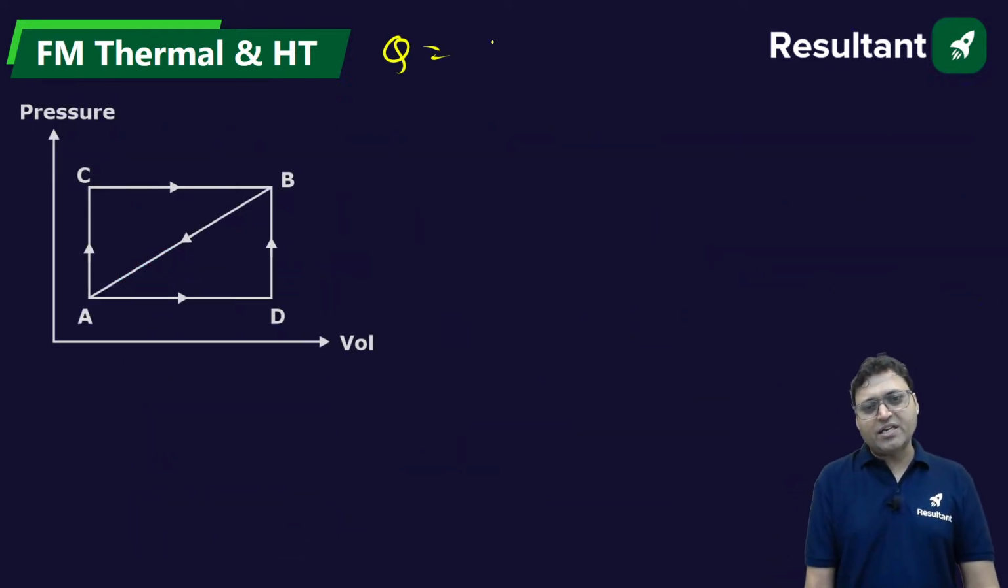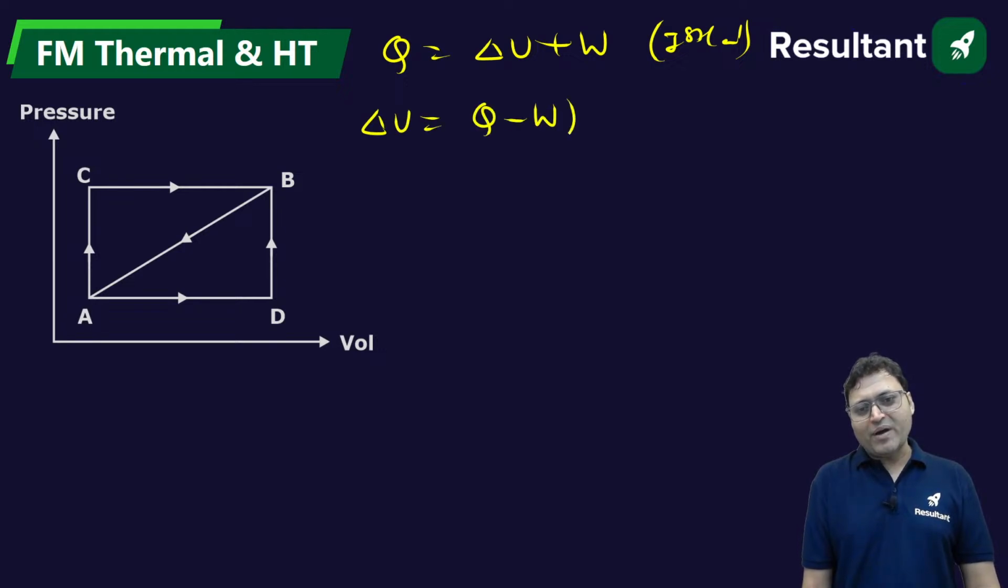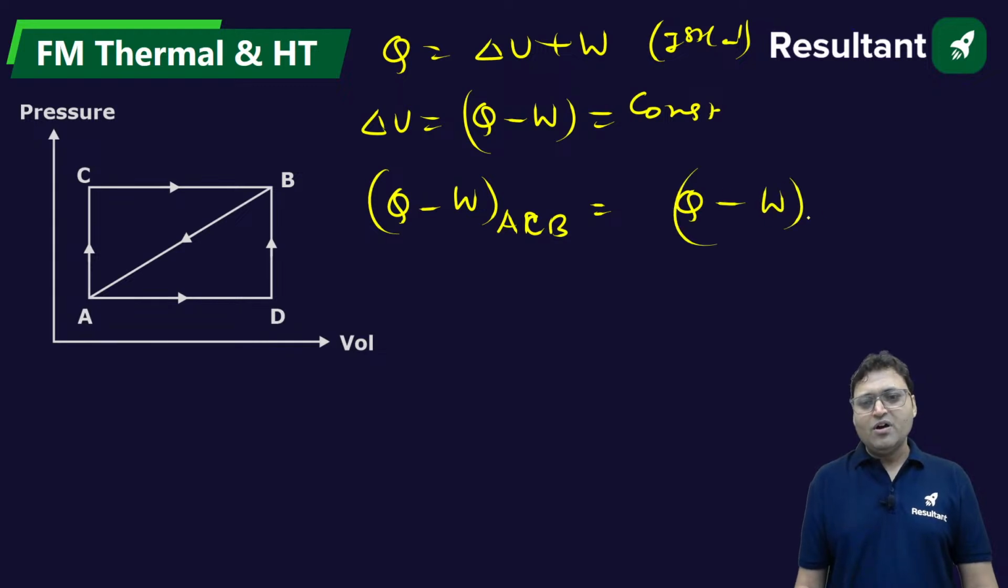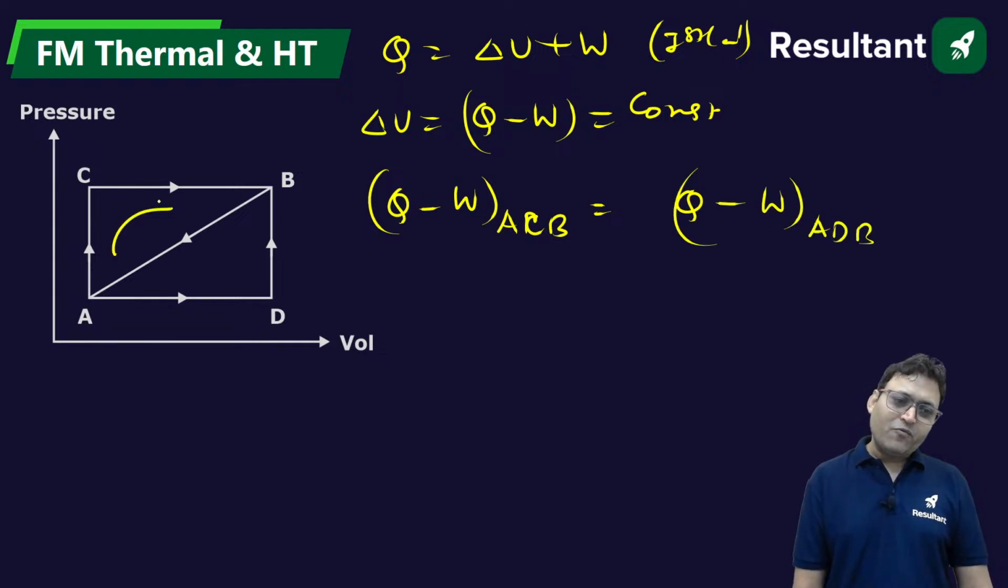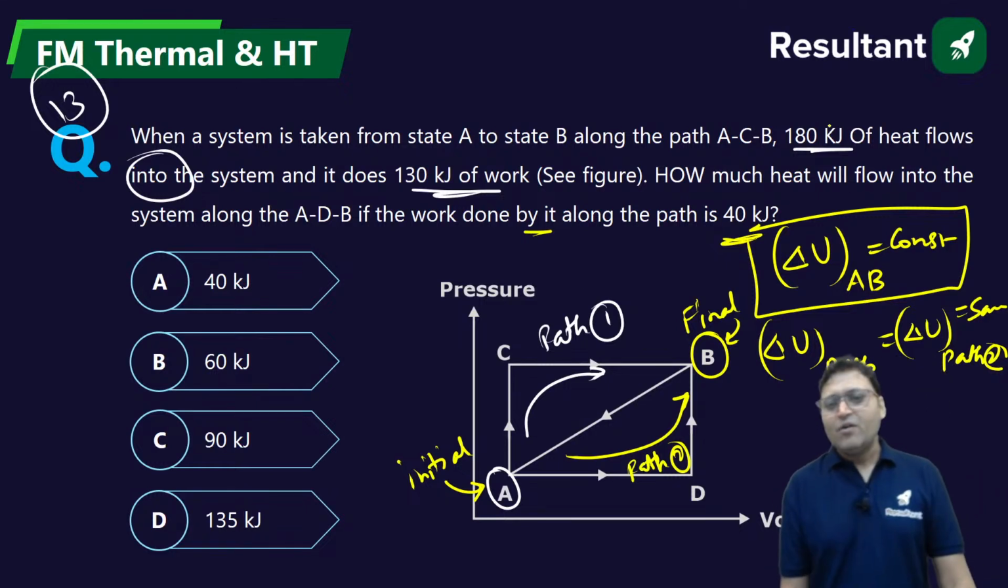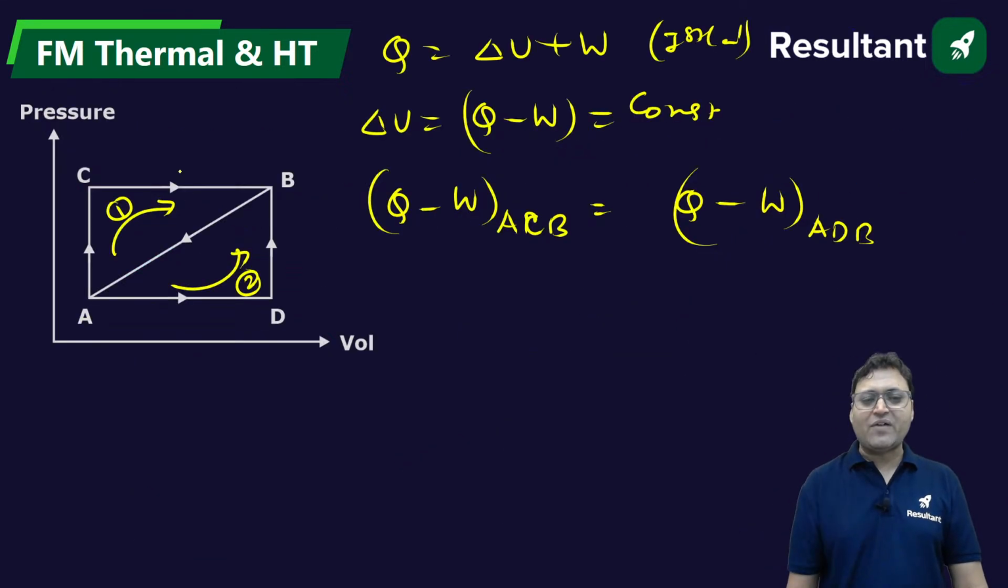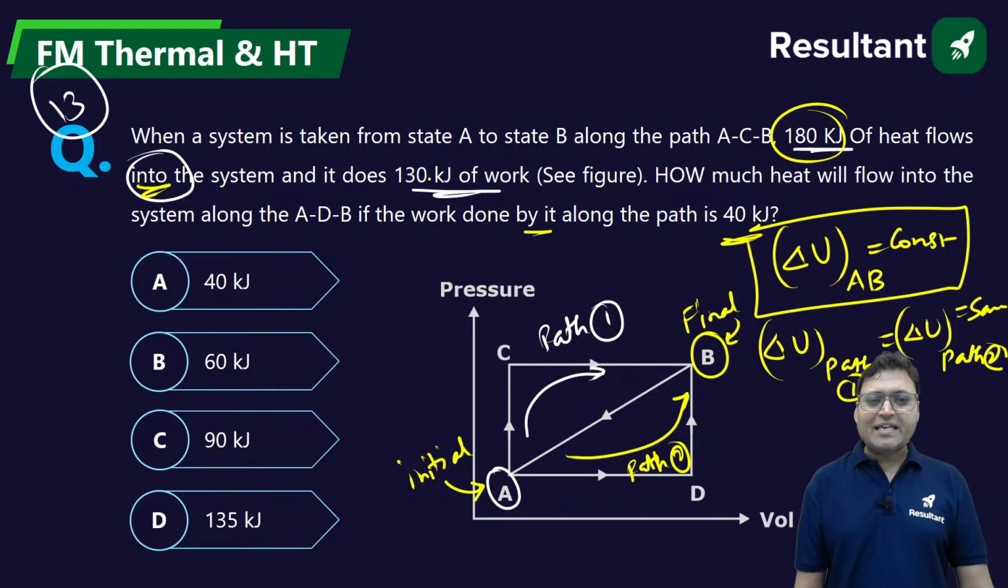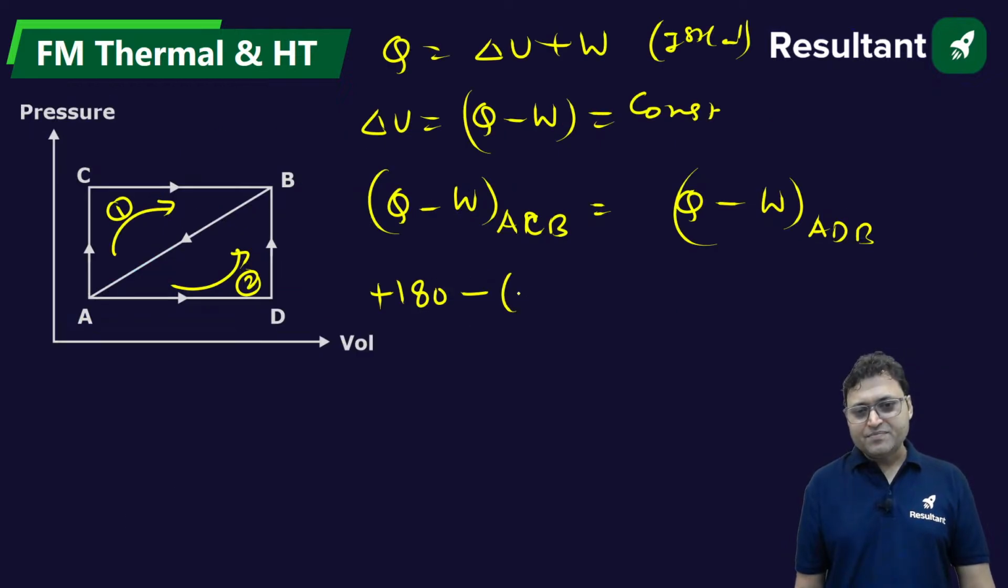So we can say Q is equal to delta U plus W. That is our first law of thermodynamics. Because delta U is the same, delta U is equal to Q minus W will remain constant. So Q minus W for path ACB will be equal to Q minus W for the other path ADB. In the first path, 180 kilojoule of heat is flowing into the system. When heat is added to the system, it is positive 180, minus the work done by the system. It does 130 kilojoule of work, so again it will be plus 130.